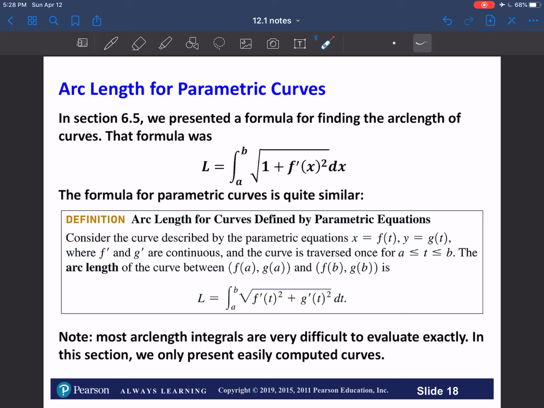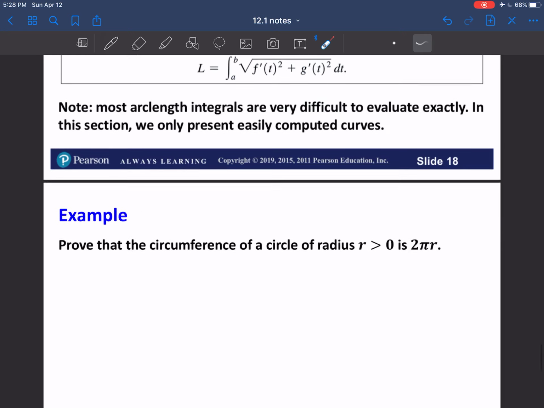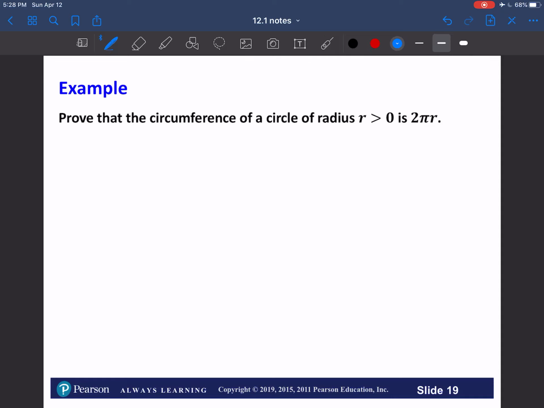One thing to note is that most arc length integrals are really difficult to calculate exactly. In this section, we're only going to present values for which it is easy to compute such integrals. All right? So if you find yourself computing something that seems impossible, you've probably made an error somewhere in your calculations. So let's give an example a shot. We're going to prove that the circumference of a circle of radius r is 2 pi times the radius, or in other words, pi times the diameter.